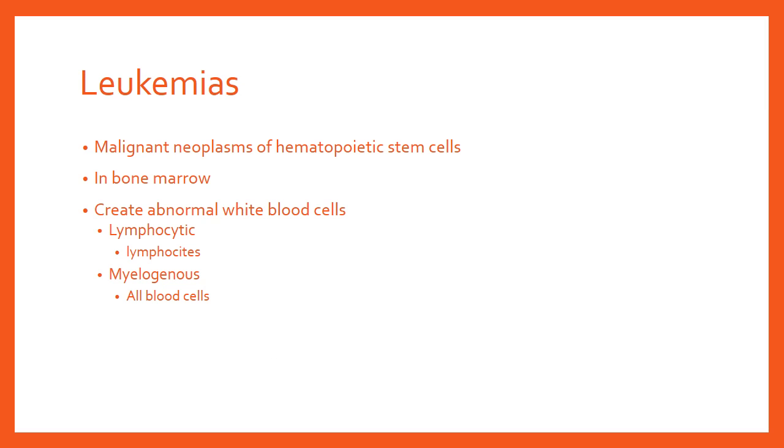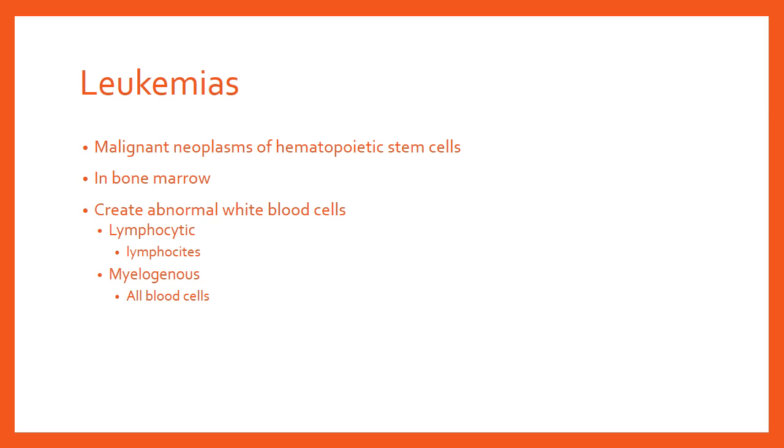Leukemia is a malignant neoplasm of hematopoietic cells. After we talked about differentiation of the cells into lymphoid stem cells and myeloid stem cells, it's time to talk about malignancies associated with those types of cells. So lymphocytic leukemia will involve immature lymphocytes and their progenitors in bone marrow.